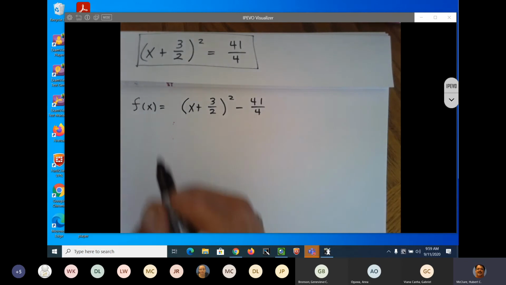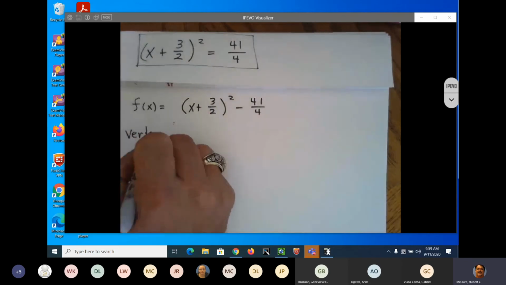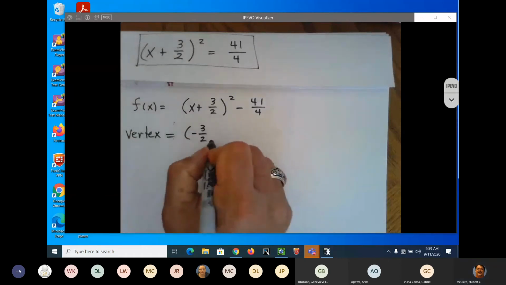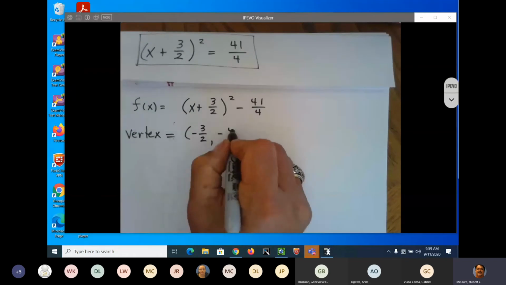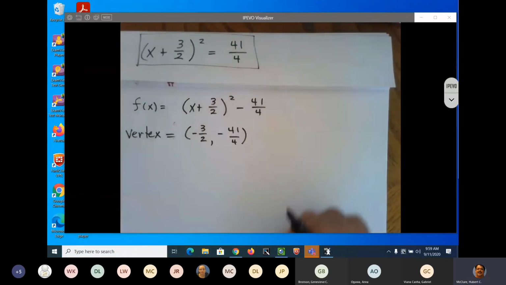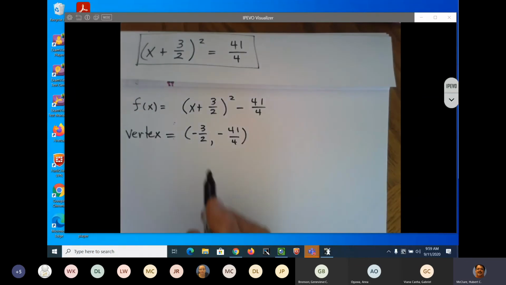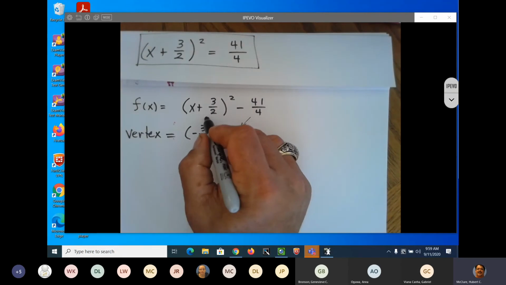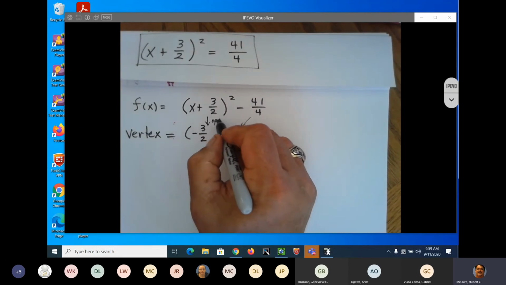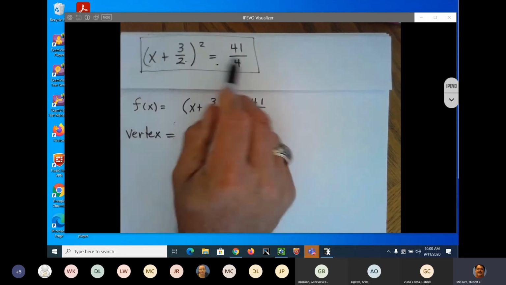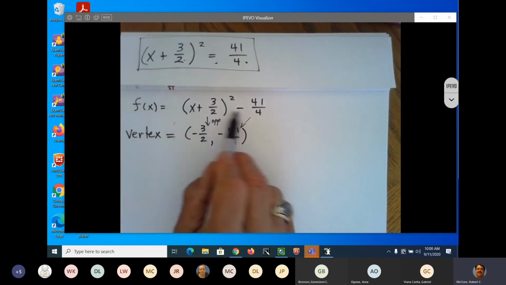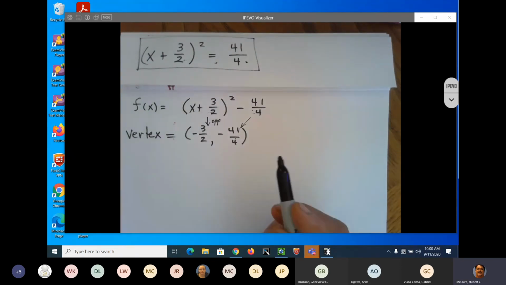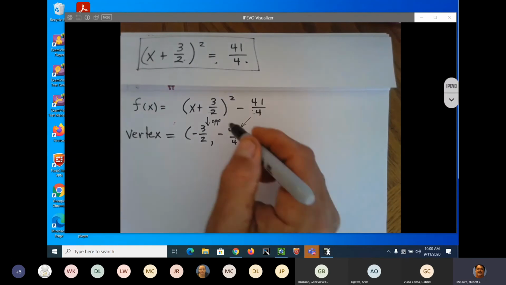Or I could just take the opposite to find my vertex. I can just take the opposite of 3/2, which is negative 3/2, and the opposite of 41/4, and that's my vertex. Or I can just take the opposite of this and bring this down. However you want to do it, but remember, this one is the opposite. If you come from up here, you take the opposite of both. If you're given this form, you take the opposite of this and bring this down. So you need to make that distinction between the two forms.